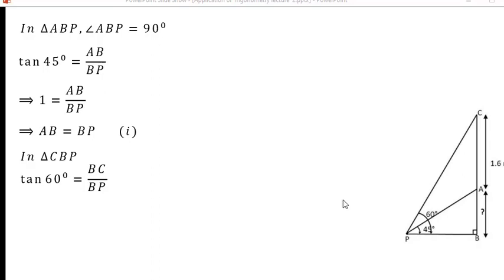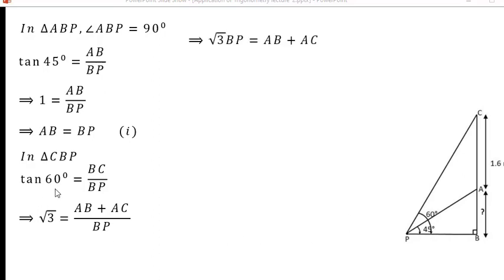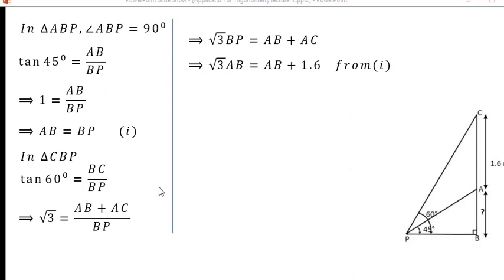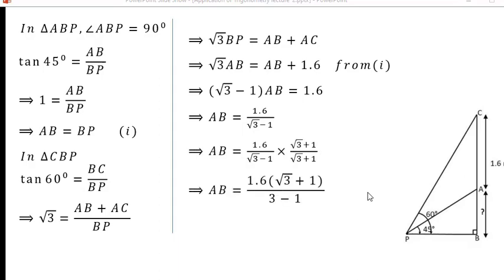Now this BC we can write as AC plus AB. The value of tan 60 is √3. In place of BP we can replace AB, because from equation 1, AB and BP are equal. So after solution I will get the value of AB. The value of AB we will get is 1.6 divided by √3 minus 1. We will rationalize the denominator. After rationalization of the denominator we get the value of AB as 0.8 into (√3 plus 1).